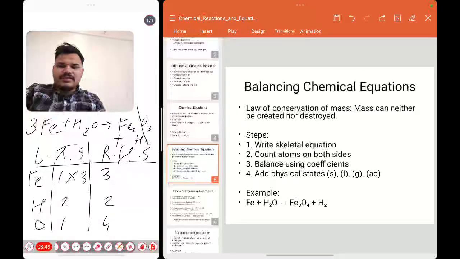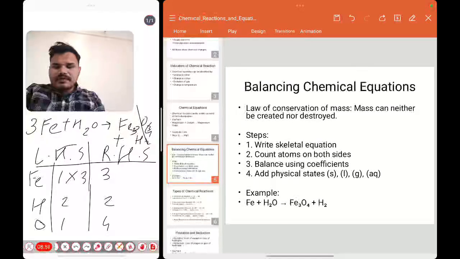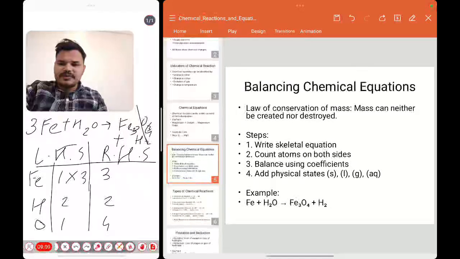And the remaining one is oxygen. Here it is Fe3 and O4 here. So there is some mistake as per the given one. The iron is balanced here, and for the oxygen we have to write down the total. Oxygen totals 4, so we write 4 in front of H2O.